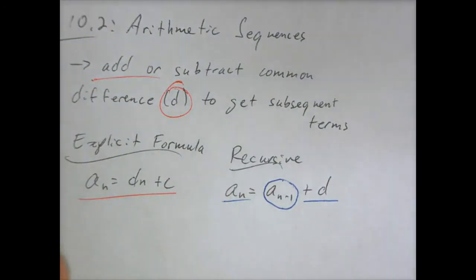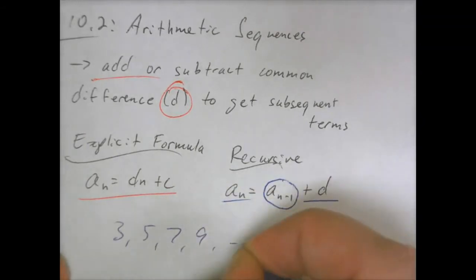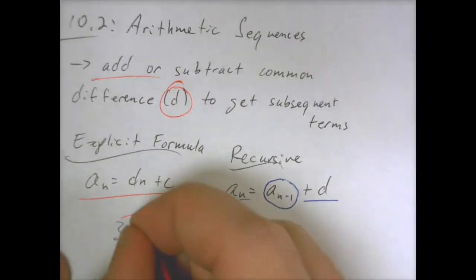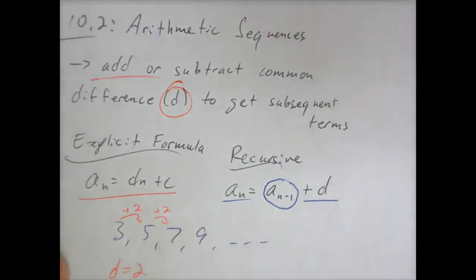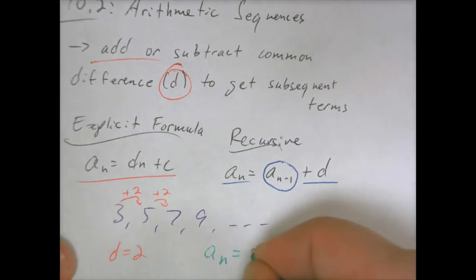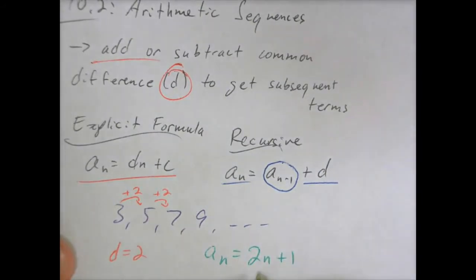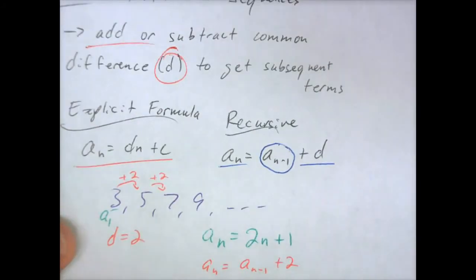Cool, so an arithmetic sequence would be something like 3, 5, 7, 9, and so forth. Notice that this is going up by 2 each time. It is adding 2, so we would consider our common difference in this one to be 2. If you wanted to write a rule, the rule for this one would be 2n plus 1, such that if I substitute 1 to find my a sub 1 term, I have 2 times 1 is 2, plus 1 gets me the 3 term value. For your recursive one, a sub n would be a sub n minus 1 plus 2. Those would be your explicit and recursive formulas.